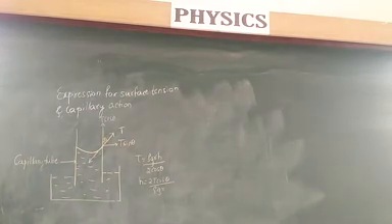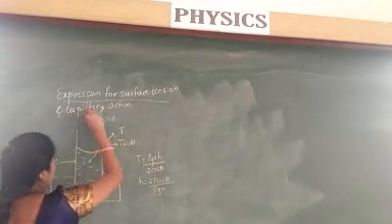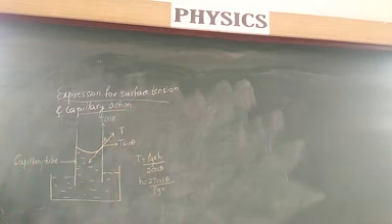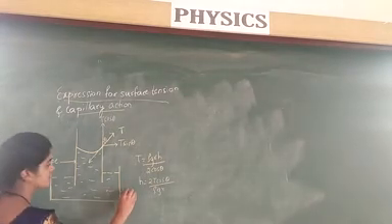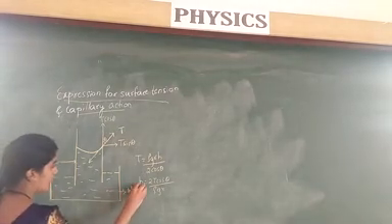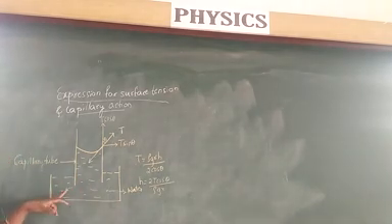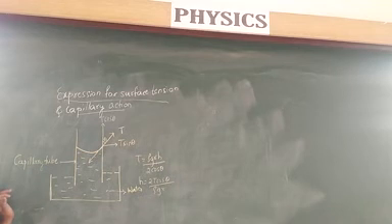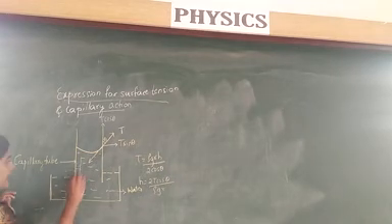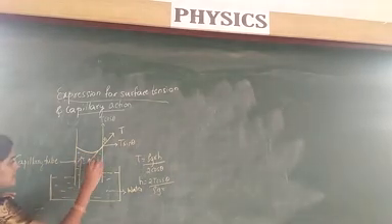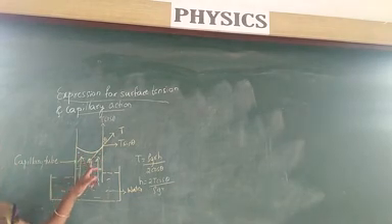Now next we are studying the expression for the surface tension and the capillary action. Now let us consider the diagram. In the diagram we are considering a vessel. In that vessel there is water, and we have inserted the capillary tube in the water. When we insert the capillary tube in the water, there will be an increase in the level of the capillary tube.